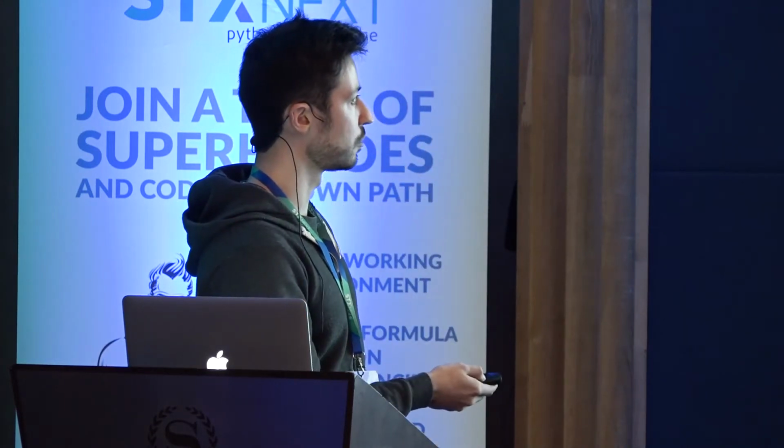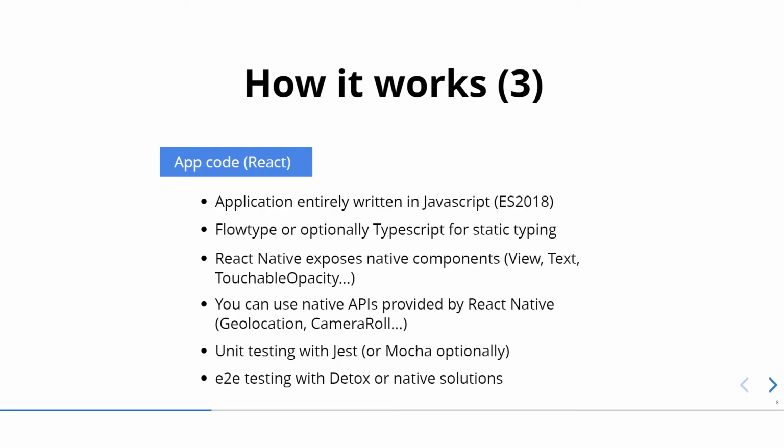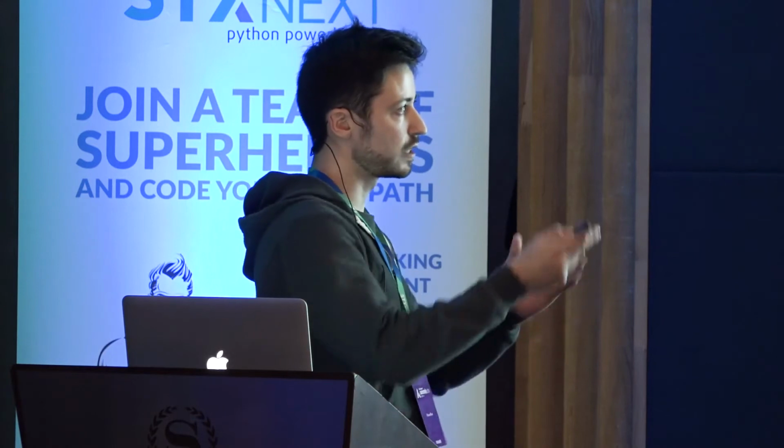If we now look at the way your application is written in JavaScript, you can write it using the latest flavor of JavaScript. So you'll not stick to an old version of JavaScript, which is quite handy. And you can also use Flow type or even TypeScript to have static typing, which is really great when you're used to a language like Swift or Java. So you can have both the safety of a static, strongly typed language and the dynamic part of JavaScript.